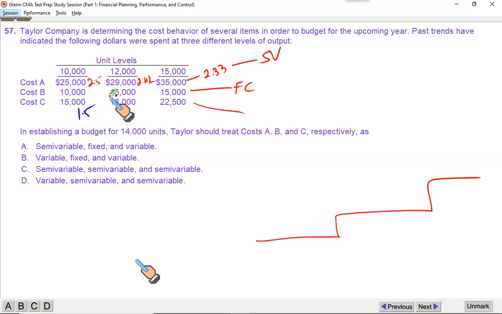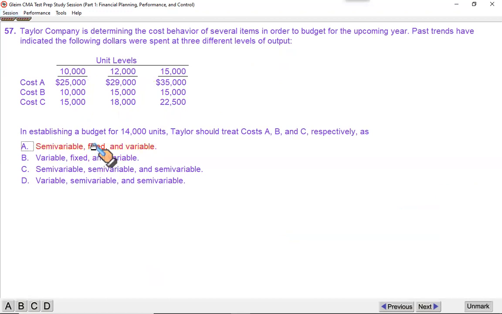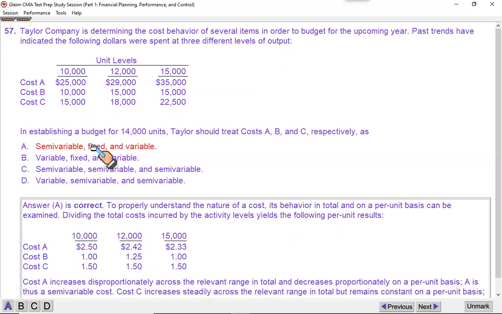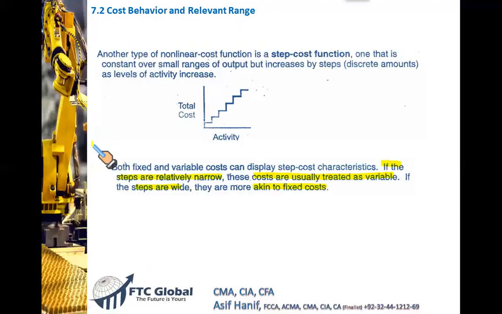18 by 12, 1.5. And 22,500 divided by 15, it's again 1.5. So this is clearly a variable cost. So we have semi-variable, fixed, and variable. So that makes A the correct option. Right? A it is. All right. So we got the understanding.